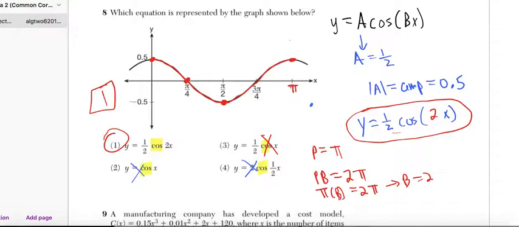Y equals 1/2 times cosine of 2x. Y equals 1/2 times cosine of 2x. Just making sure they match.